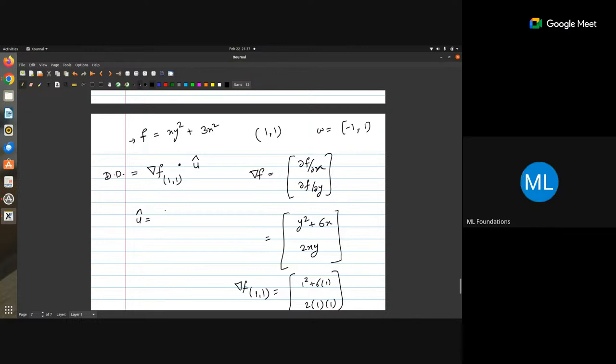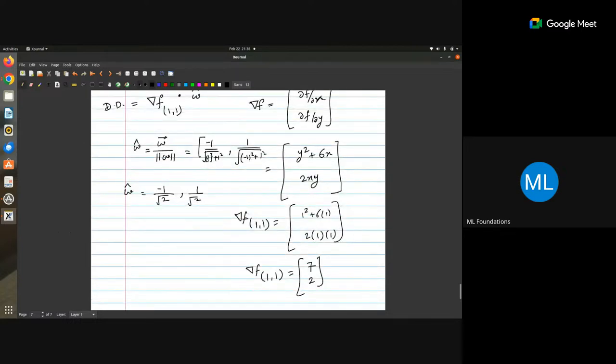What is u hat here? It is (-1/√2, 1/√2). In this case, I'll say this is w hat, and w hat will be w bar upon norm of it, so (-1, 1) divided by √((-1)² + 1²), giving -1/√2 and 1/√2. This is the unit vector along this direction, right? So if you find the directional derivative in this direction, it will be what?